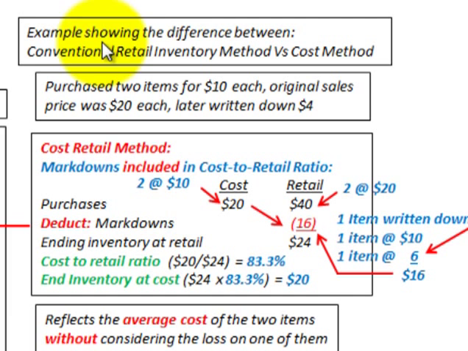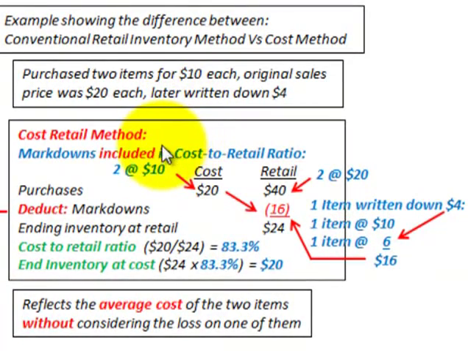We're going to be looking at an example showing the difference between the conventional retail inventory method versus the cost method. For example, we purchased two items at $10 each, and the original sales price would be $20 each for these items. We're going to look at them in terms of two items, and then later have written down $4 worth of these items.